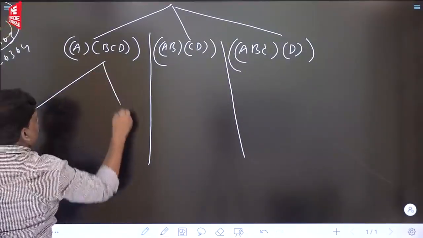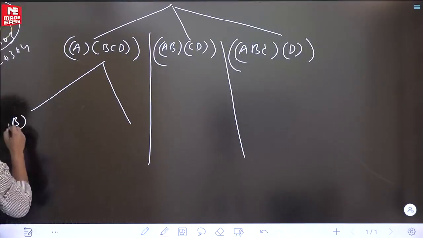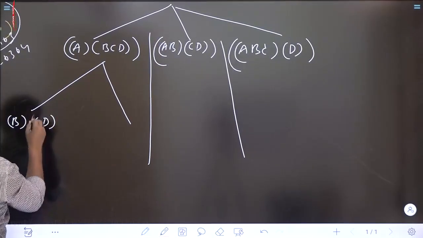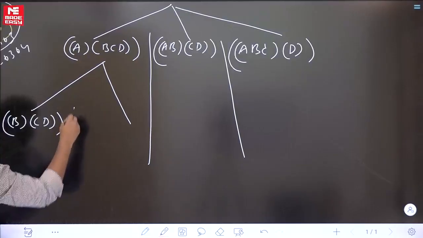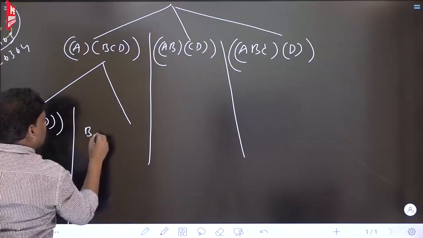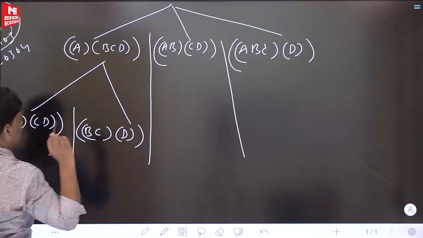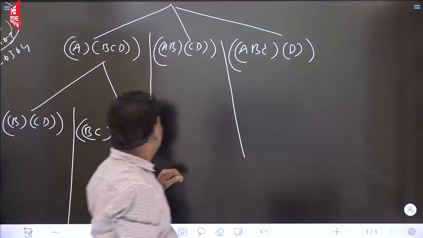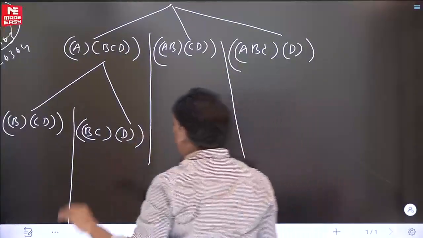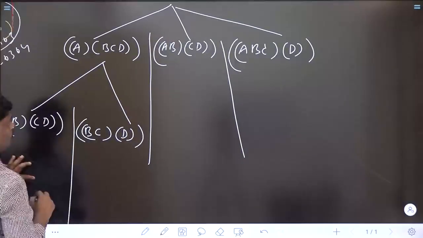B, C, D, same. What is the answer? Only B remaining. Only B, C remaining. So like that the remaining also. If necessary, we'll do the remaining. Let's complete this problem.